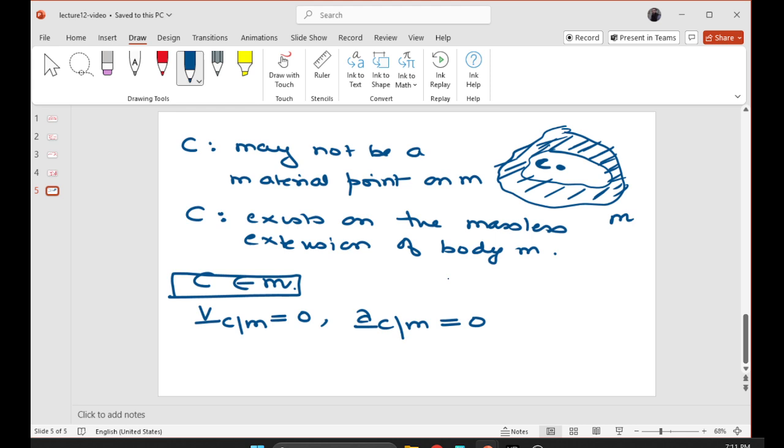Whether the body is rotating or translating, the center of mass will go with it, such that the distance between the center of mass of the RB and any other point remains unchanged at all times. So you choose any point P here. The distance between the center of mass and that point P does not change with time.